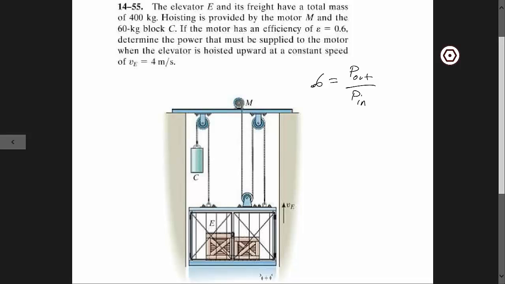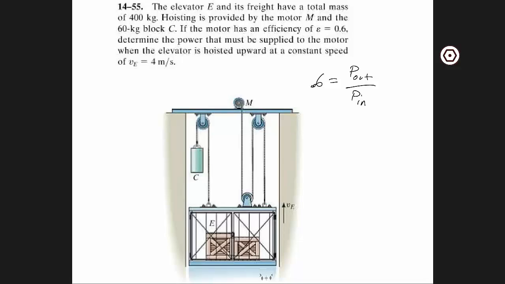Where does the power in come from? From the motor, okay? So that's what I'm trying to find. So what I need to do is I need to find the power out. Where's the power out? It's in the elevator, right? Okay, so what I want to know is what's the power in that elevator. Right? So here's what I'm going to do. I'm going to say, well, whatever that is, it would be the speed of the elevator times the force in that rope.